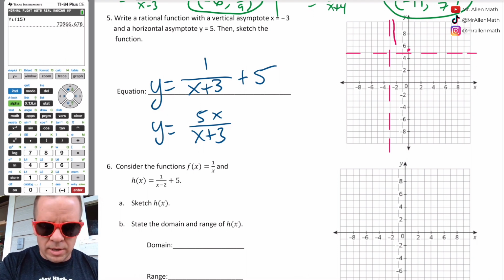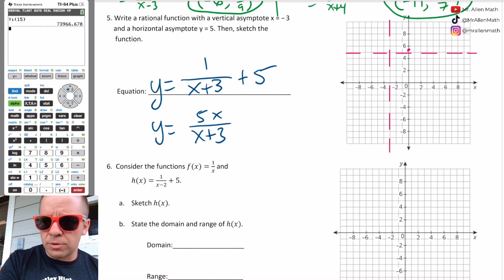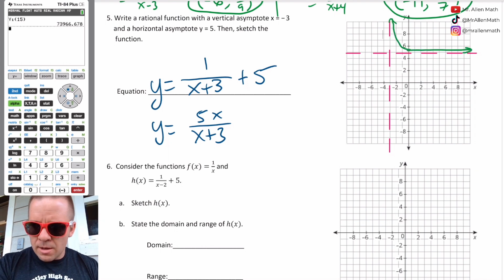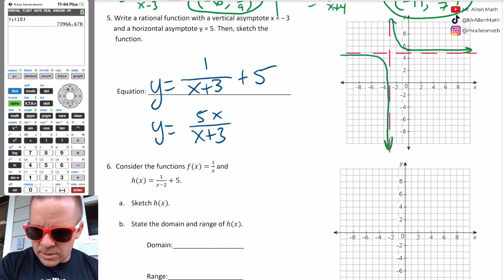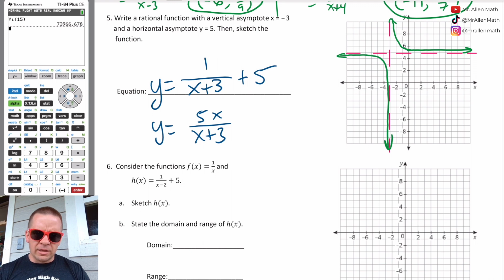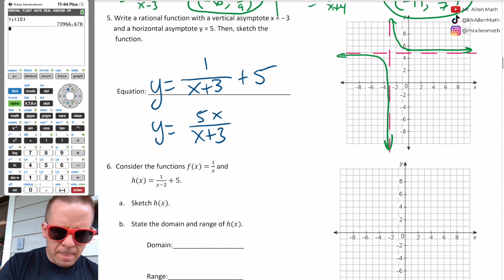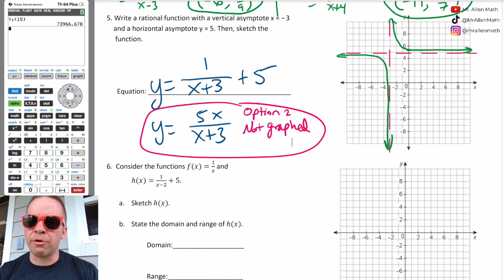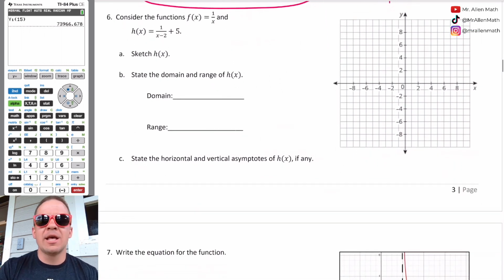Let me go with a different color for my actual graph here. So we'll go green for the graph. And our other one, we're going to have something like that. Cool. The other graph would have looked a little bit different, but pretty close. So anyways, a little bit different graph for this one. So I did this graph right here. Let's go with option 2, not graphed. There we go, for anyone just looking at the key and not watching the dope vids.